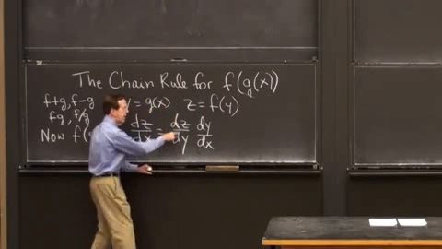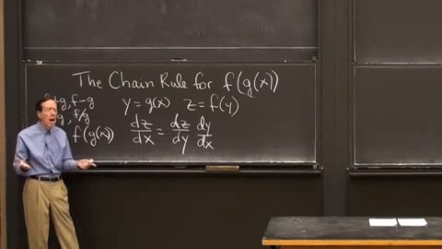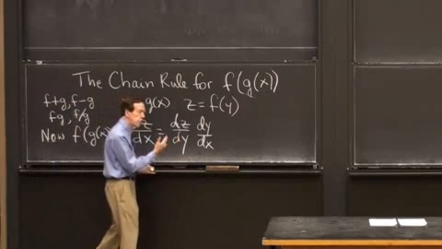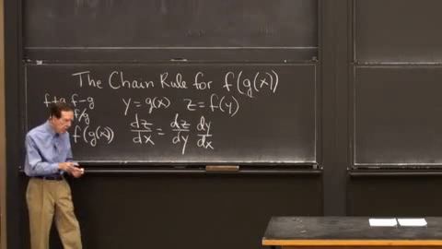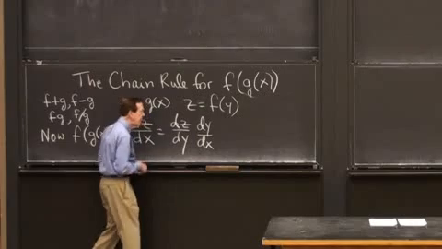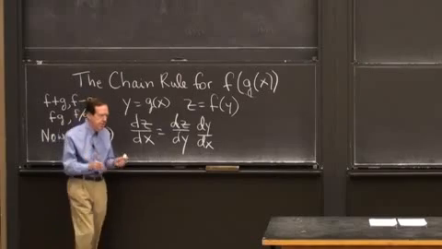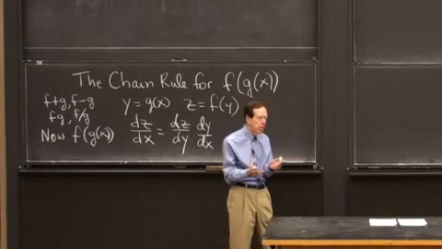dz dy, this first factor, depends on y. But we're looking for the change due to the original change in x. So when I find dz dy, I'm going to have to get back to x. Let me just do an example with a picture. You'll see why I have to do it.